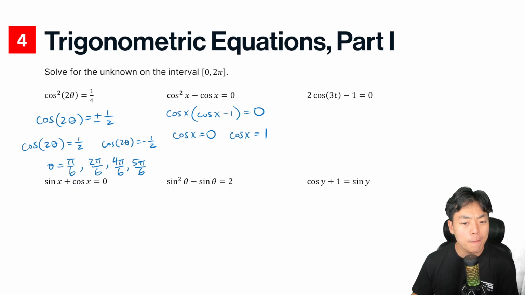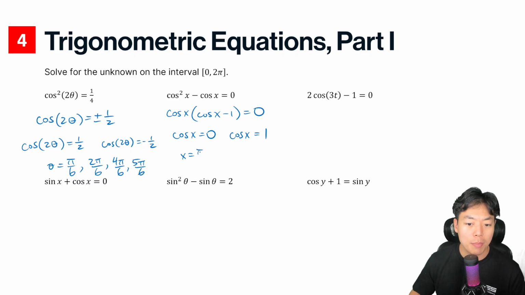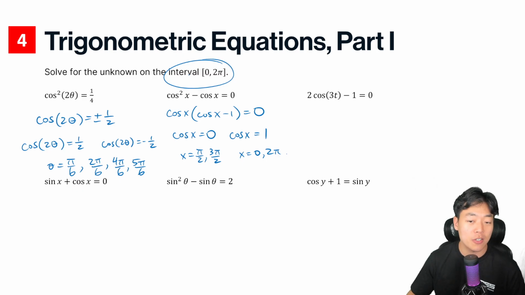Now, where does this occur? The cosine is equal to 0 at pi over 2 and at 3 pi over 2. Cosine of x is equal to 1 at 0 and 2 pi. And we don't have to go further because we were given this interval 0 to 2 pi, inclusive of both bounds.